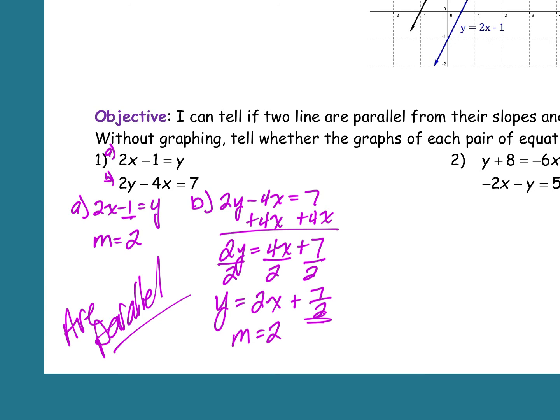That's it. That's all we're going to do. Not too bad. Is that okay? I'm going to solve for y and find my slopes. That's it. To tell if they're parallel or not. Pretty easy.